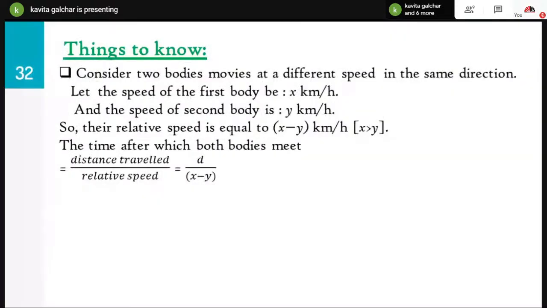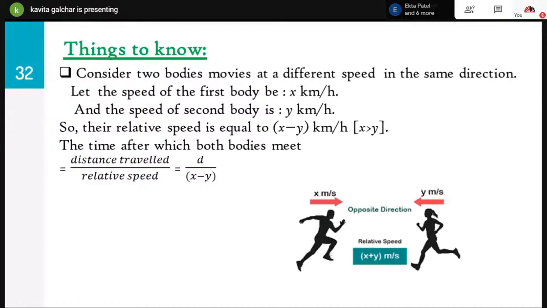Things to know. Suppose you have two bodies, both moving in the same direction. Suppose the speed of the first body is x and the speed of the second body is y. Then the relative speed will be x minus y, and the time will be distance upon speed. Distance is the total distance traveled by the objects, upon the relative speed. Again, this is the case when the objects are moving in the same direction.